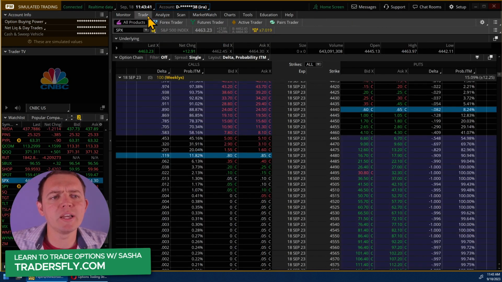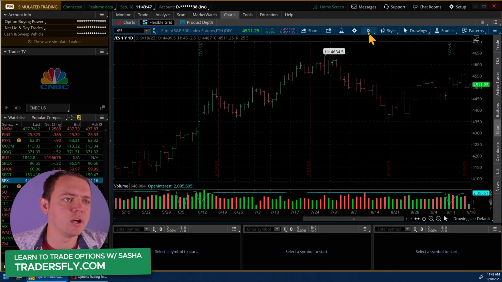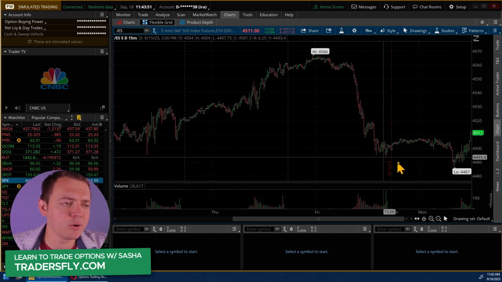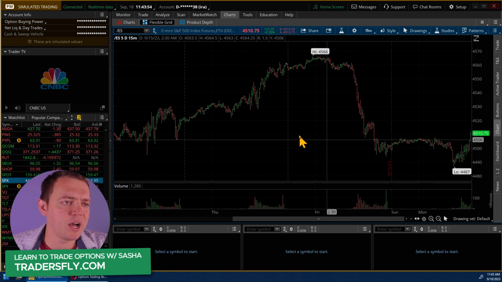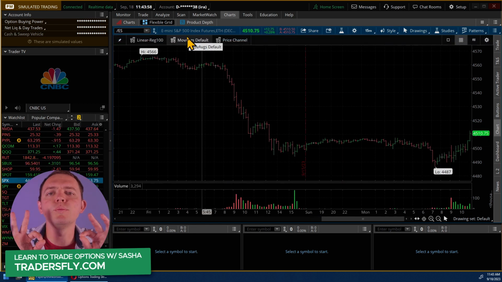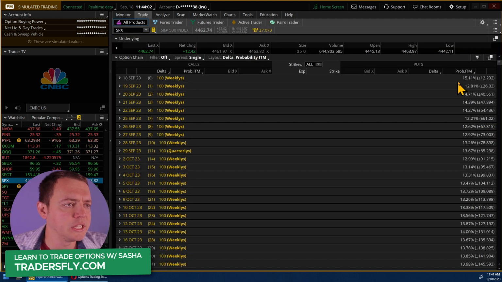So let's look at how we might construct a butterfly and why we might construct this butterfly. What we've got is the SPX right now moving around, and let's go to a 15-minute chart. Here the market went down, then we went sideways, and now we're trying to pop a little bit. So what you're doing with a butterfly is you're trying to play a game of touching, and what you're aiming to do is go to a place where the market could touch.